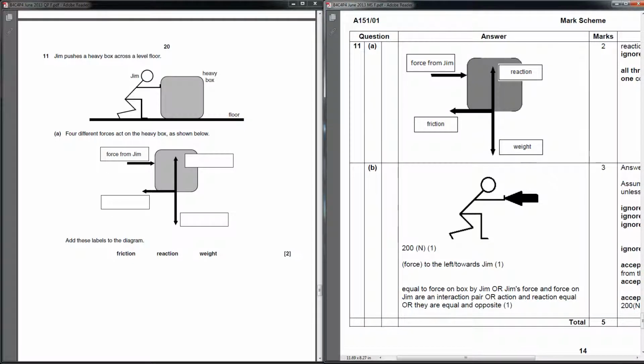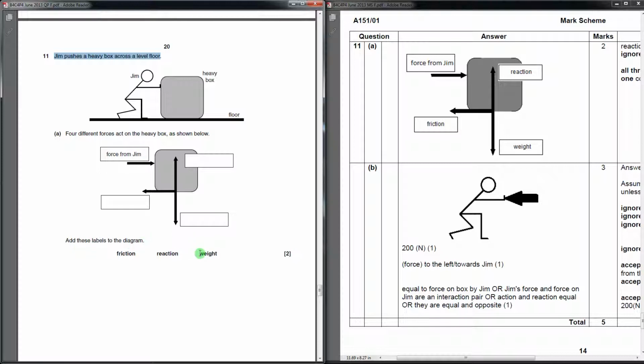So question 11 is about forces and particular interaction force pairs. The first part of the question involves a situation where Jim is pushing a heavy box across a level floor. 4 different forces act on the heavy box as shown below. Add these labels to the diagram. Well, hopefully this one should be fairly straightforward.